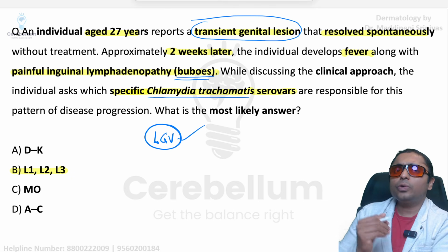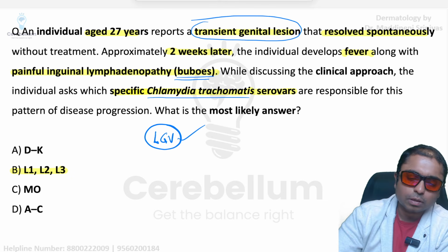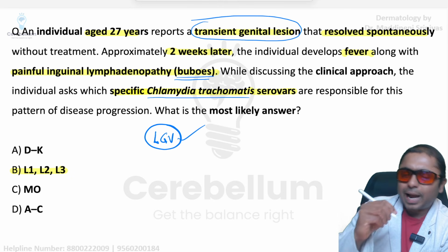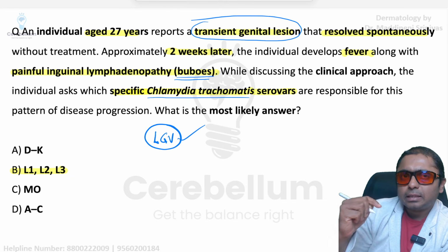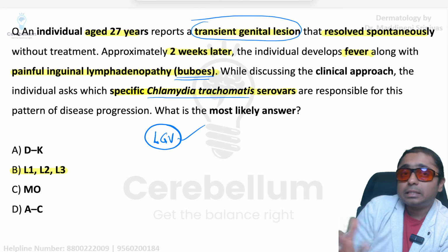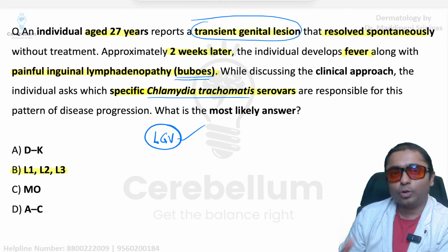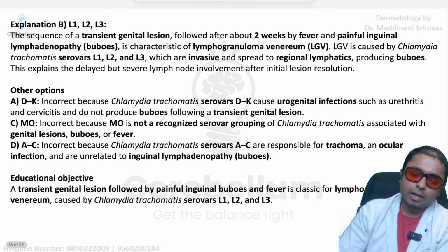Okay, so this is how you can answer these questions. Multi-level approach is required definitely. One question for all of you, you can put it in the comment section. What is the other STD which can present with inguinal buboes? So if you know the answer, put it in the comment section.